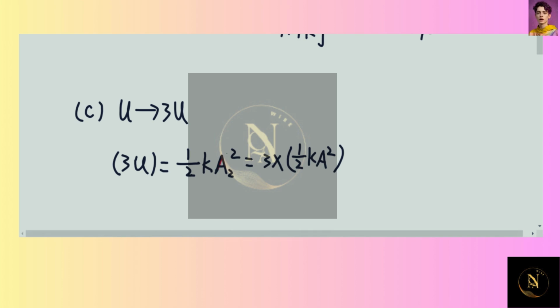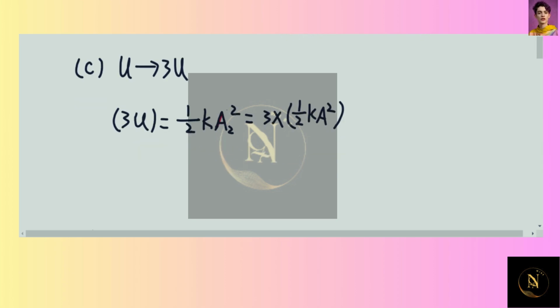Well, so question C, if the energy was tripled, so we have 3U is equal to 1/2 k A2 squared. A2 is the new amplitude, which is the one we're looking for. And we also know that if we triple the energy, this can be equal to 3 times the original energy, which is 3 times 1/2 kA squared. And as you can tell, 1/2 here can be cancelled out, k here can be cancelled out. So therefore we have A2 squared is equal to 3A squared. So therefore A2 is equal to square root 3 times A.